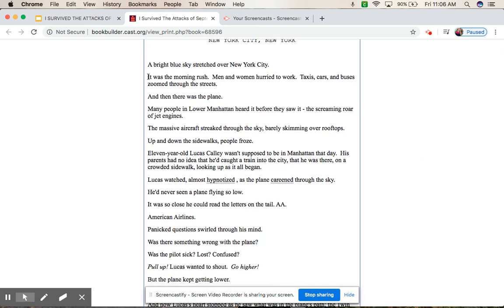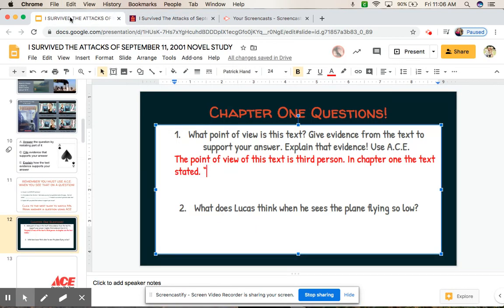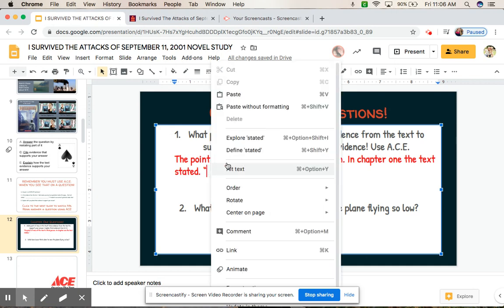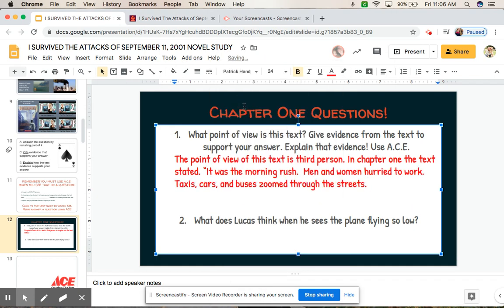So this is a perfect sentence. It was the morning rush. Men and women hurried to work. Taxis, cars, and buses zoomed through the streets. That's perfect. So I'm going to use that evidence. And I'm going to put it in right here. I'm pasting it in. If you need to type it out, you can do that, or you can do what I just did and paste it in. And then I'm going to close the quotation marks.